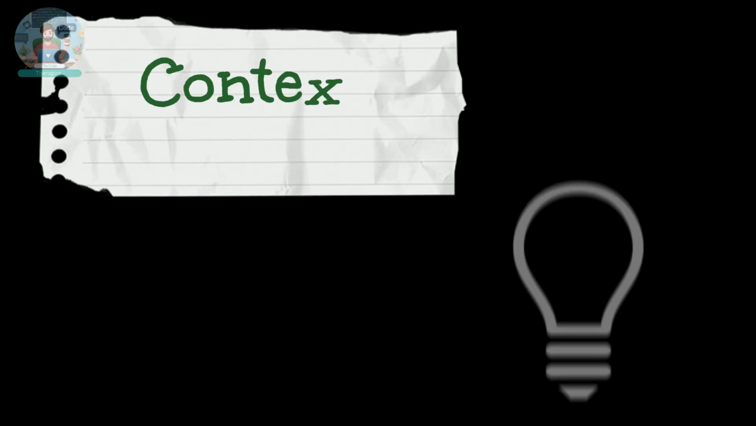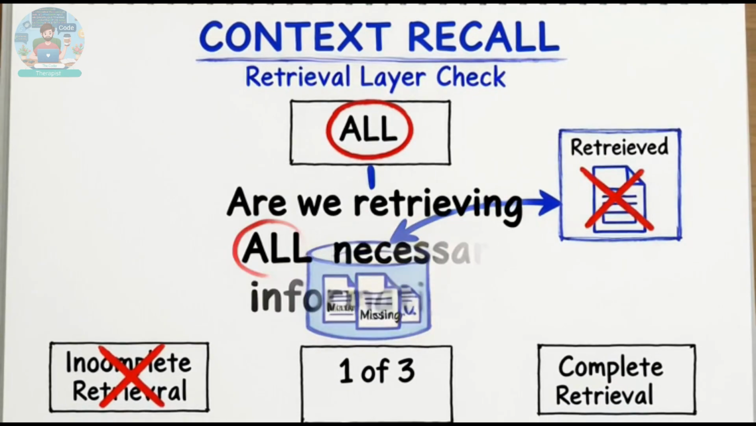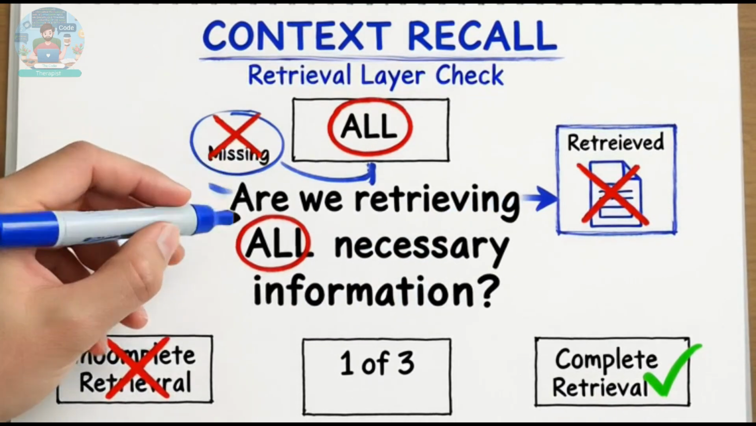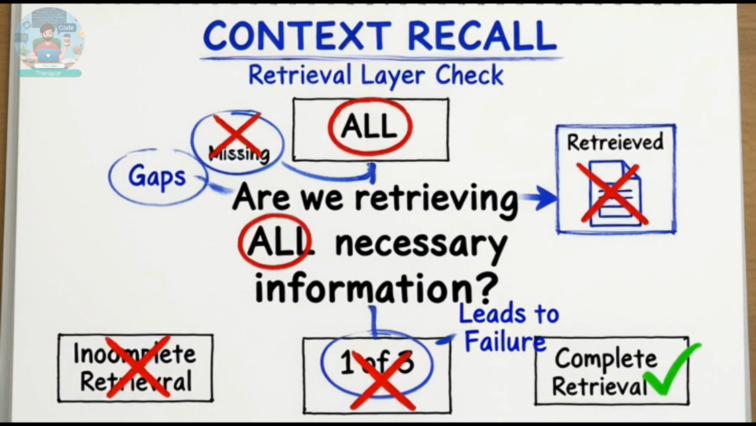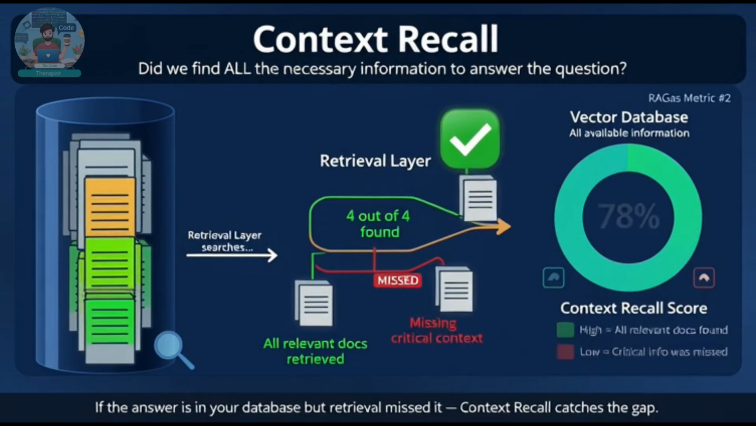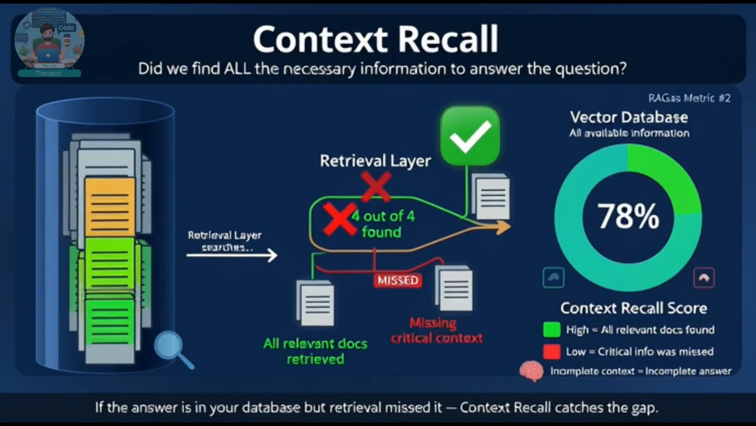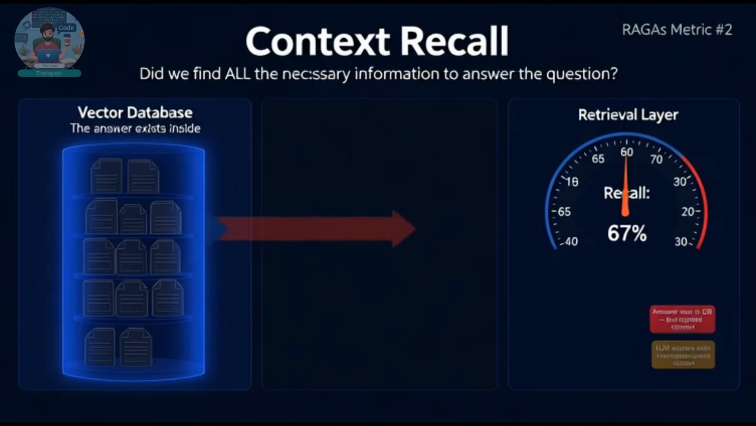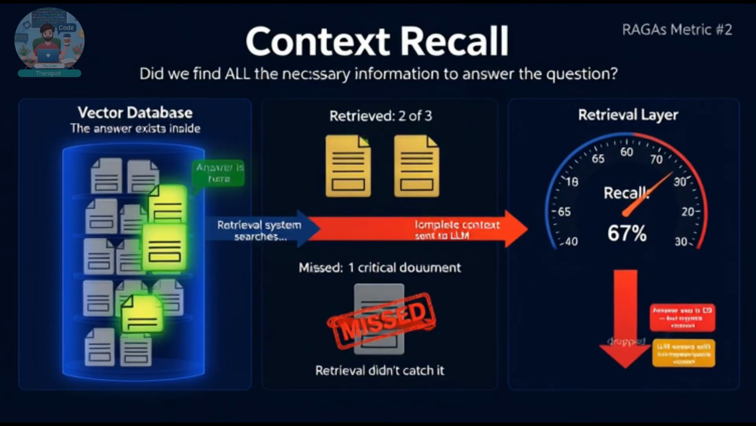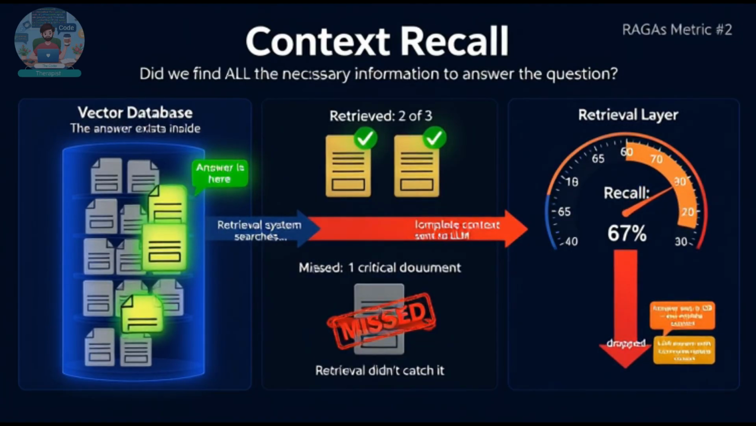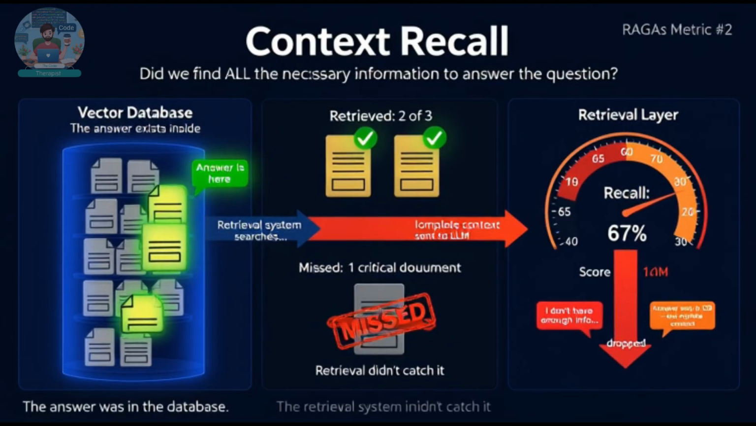Now, the second metric is context recall. This measures the retrieval layer, and it asks another critical question. Did we find all the information needed to answer the question? If the answer exists in your database, but your retrieval system fails to pull it in, your recall score drops. So really take the time to understand these two metrics. They're not just numbers, they're your dashboard for quality.